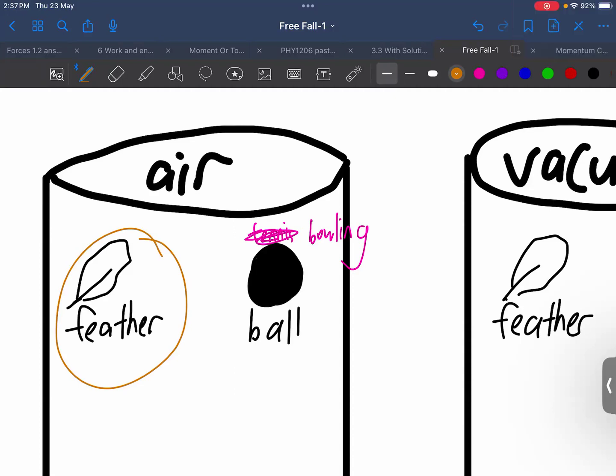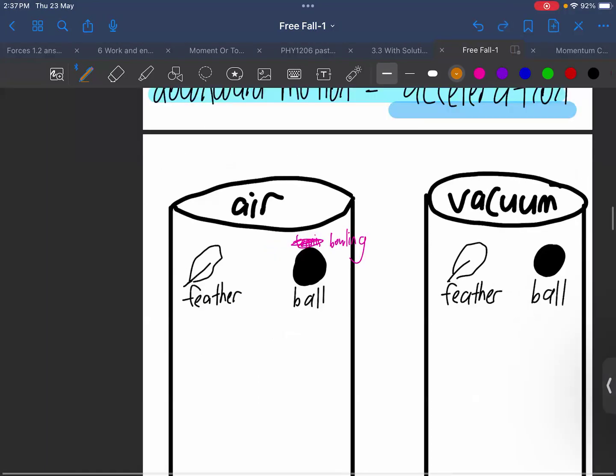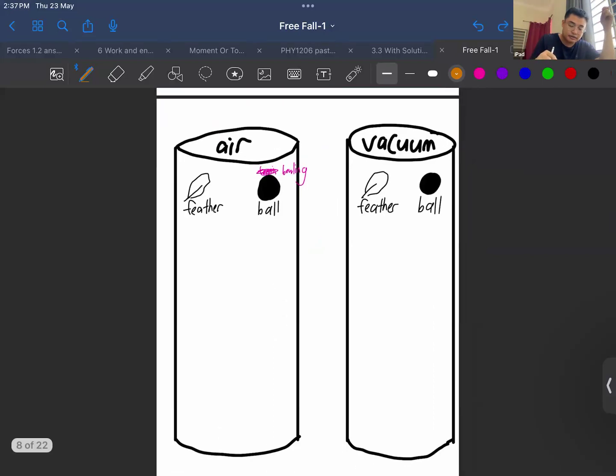Now, imagine you are holding one feather, and you are also holding another very, very heavy ball, and then you are going to let them go. You simply release them. Remember, I used the word drop. I didn't use the word throw. Throw means you are going to throw something downwards. But drop means you let it go, very gently. You don't even throw it.